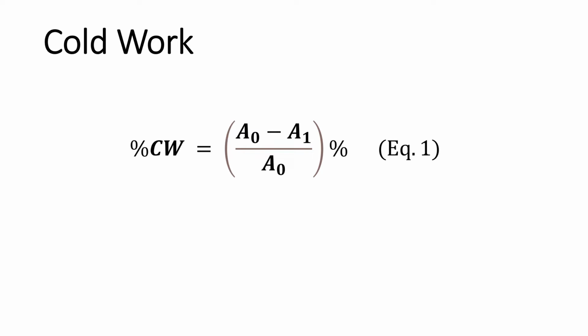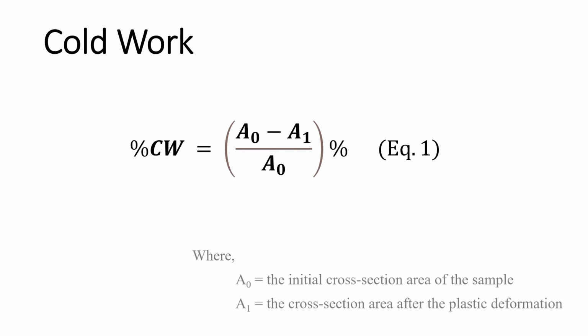By convention, the degree of plastic deformation of the material by a tensile force, as a percentage of cold work, can be expressed by the following equation, where A0 is the initial cross-section area of the sample and A1 is the final cross-section area after the plastic deformation.